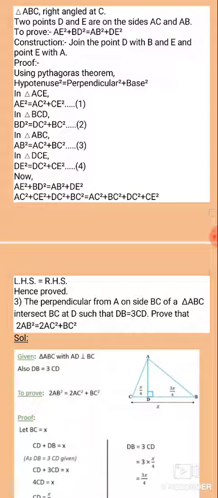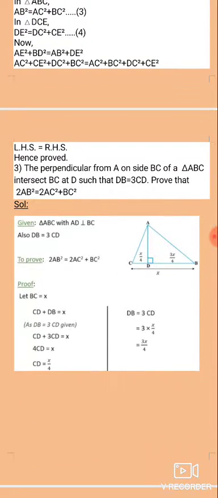The perpendicular from A on side BC of triangle ABC intersects BC at D such that DB is equal to 3CD. Prove that 2AB square is equal to 2AC square plus BC square. Given triangle ABC with AD perpendicular to BC. Also DB is equal to, given, 3CD. We need to prove 2AB square is equal to 2AC square plus BC square.